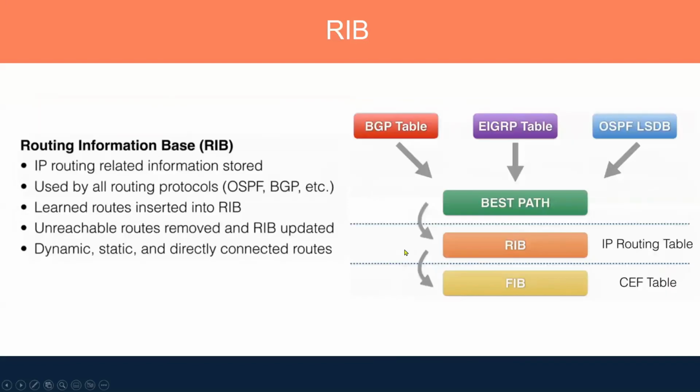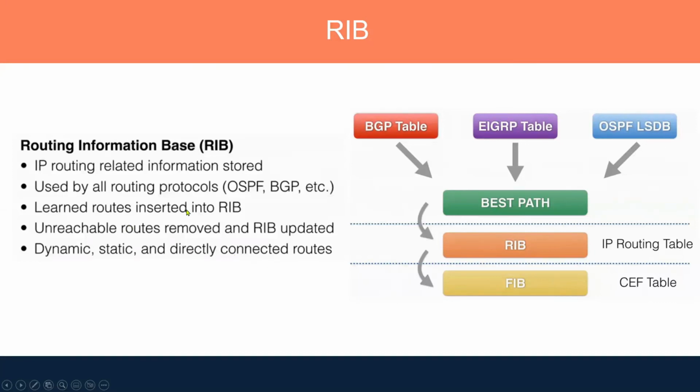Okay, if you see this RIB table, routing information base. What routing information does basically, from BGP, EIGRP or OSPF, the best path goes into the RIB table, and from RIB, the best path goes on where? On the FIB table. So that's the routing information base. I mean, the best path would be on the routing information base table.